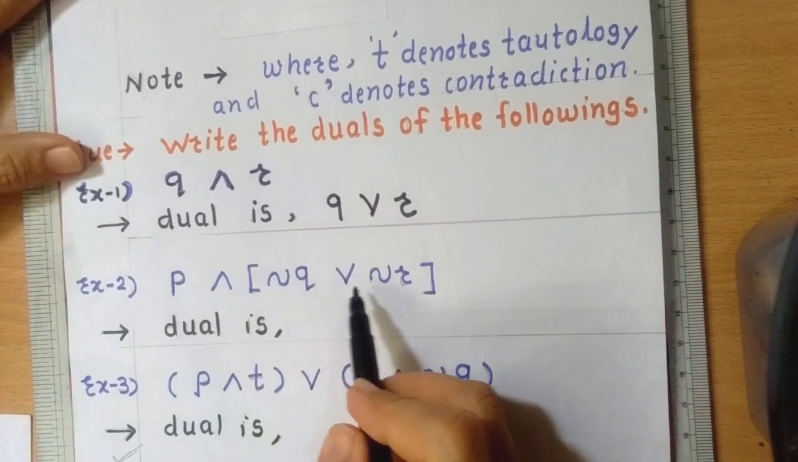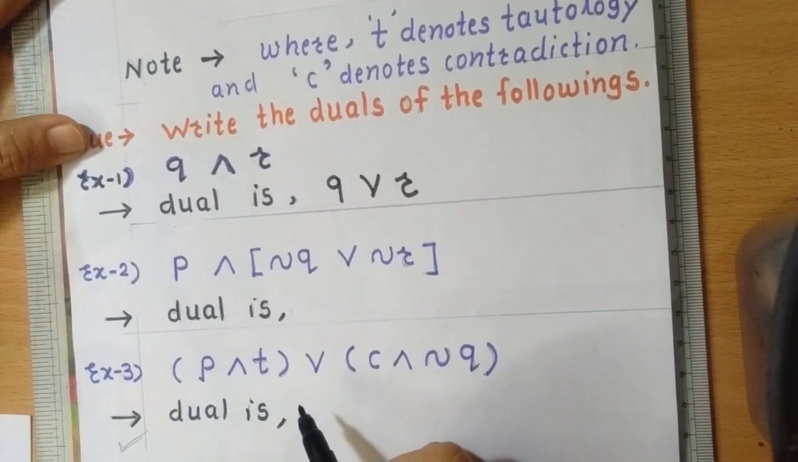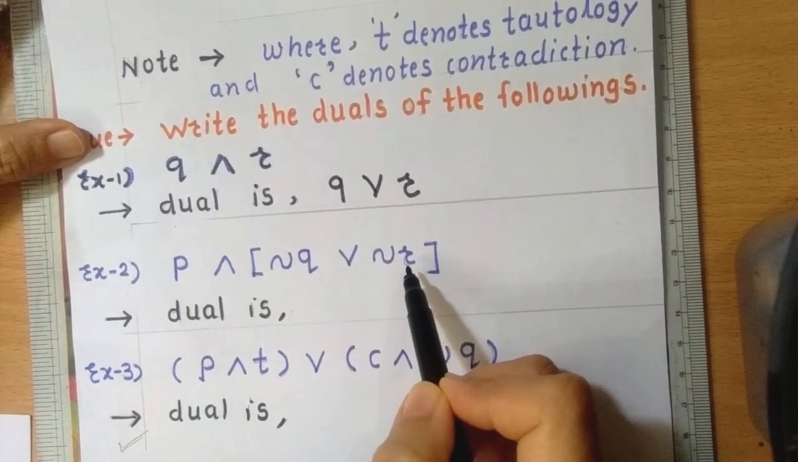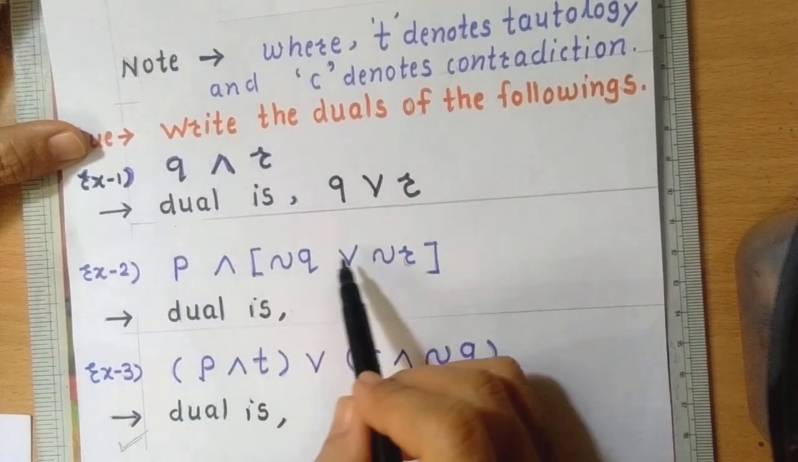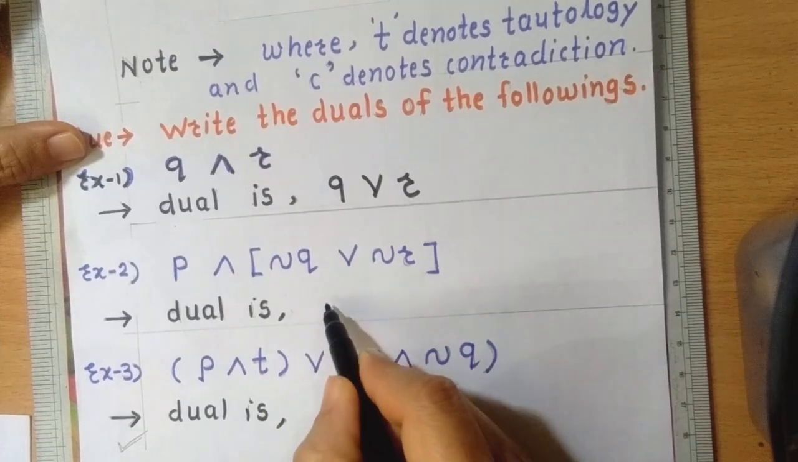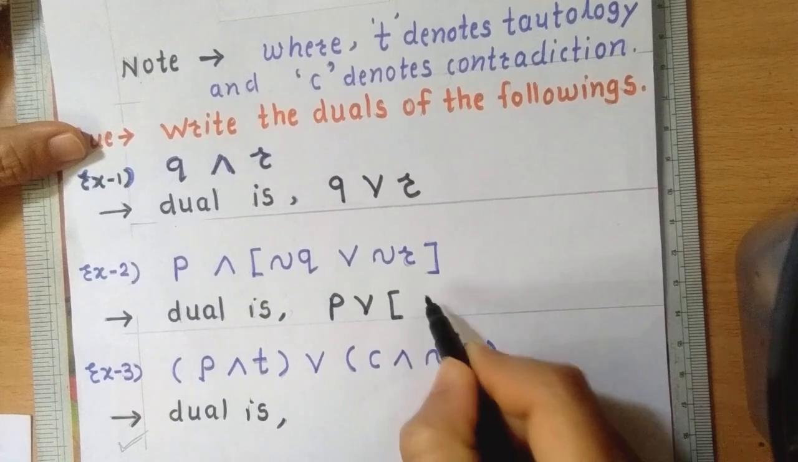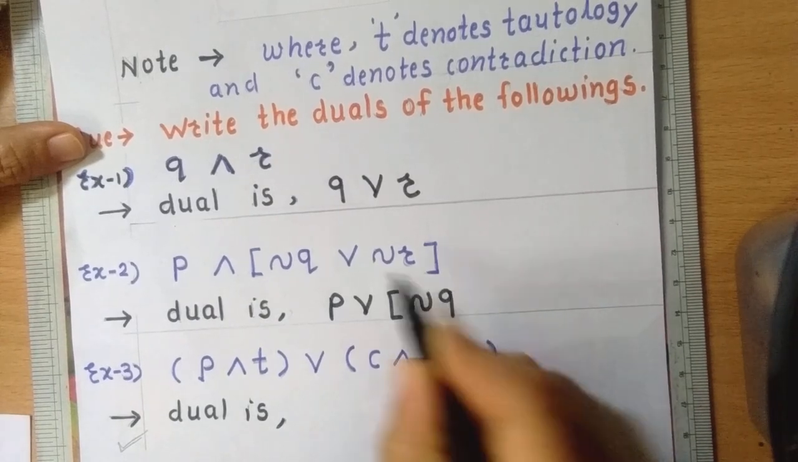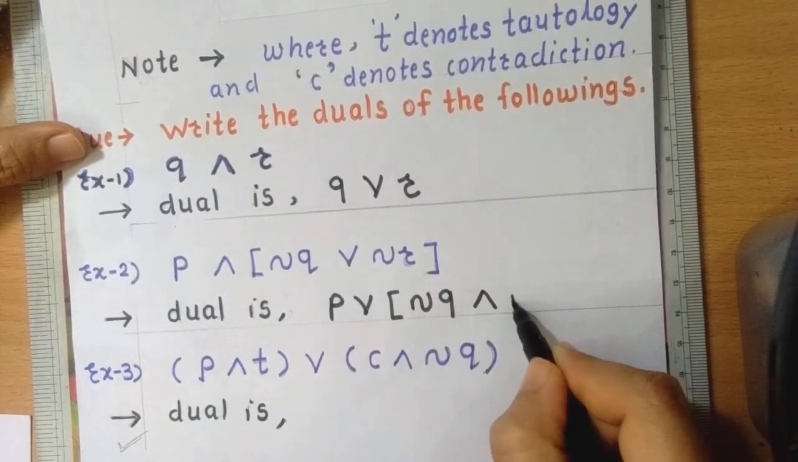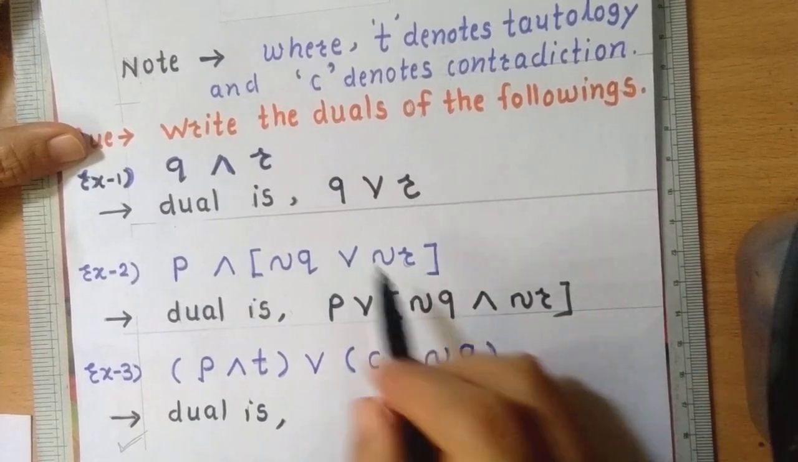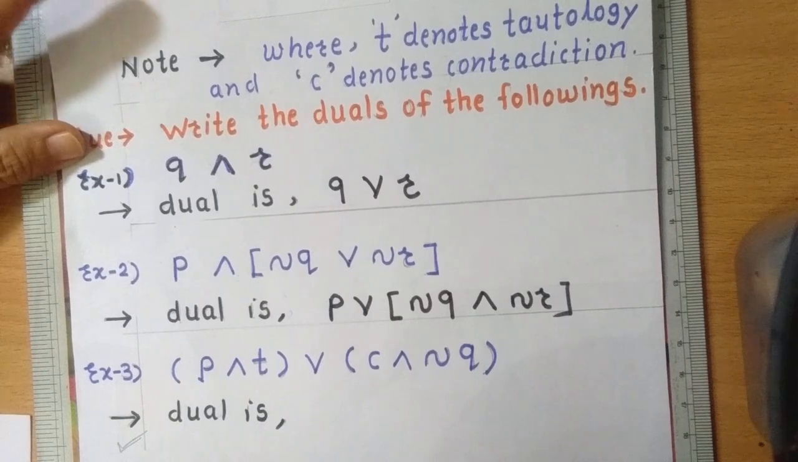Next example is this. Here also we have to keep P, negation Q, negation R as they are, only we will change these two connectives. So P, change this to disjunction, then negation Q, again change to conjunction, negation R as it is. This is the dual of the given statement pattern.